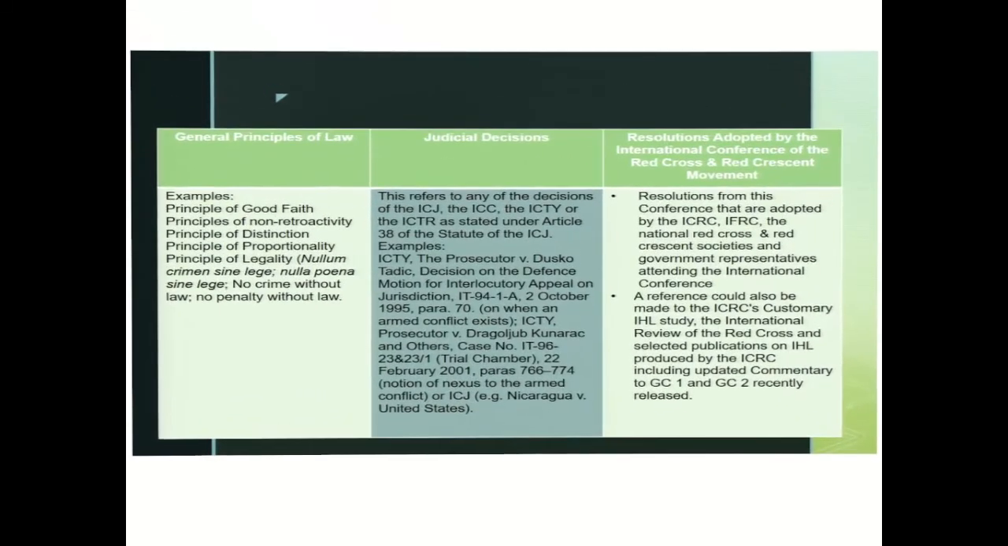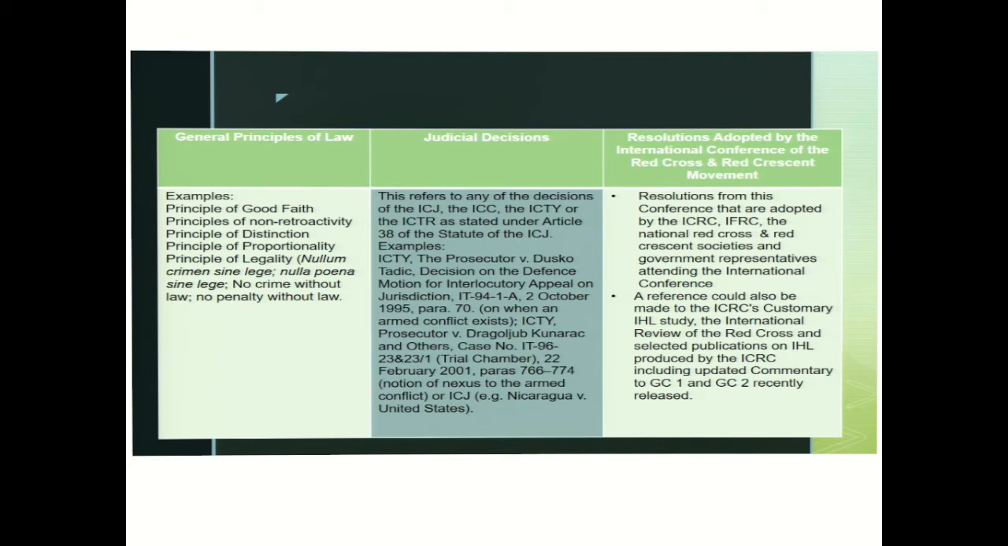General principles of law, judicial decisions, and resolutions adopted by the International Conference of the Red Cross and Red Crescent Movement are the other sources of international humanitarian law. If we were to look at general principles of law, the examples are the principle of good faith, principle of non-retroactivity, principle of distinction, principle of proportionality, and principle of legality.